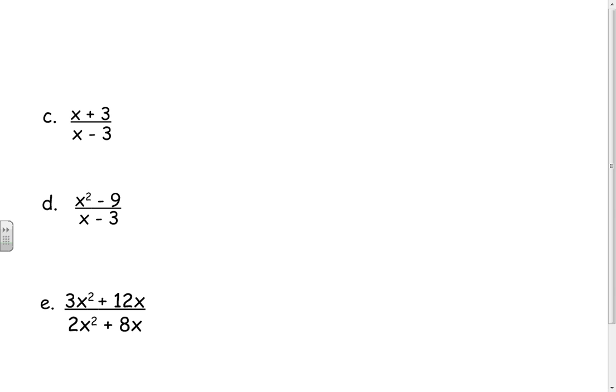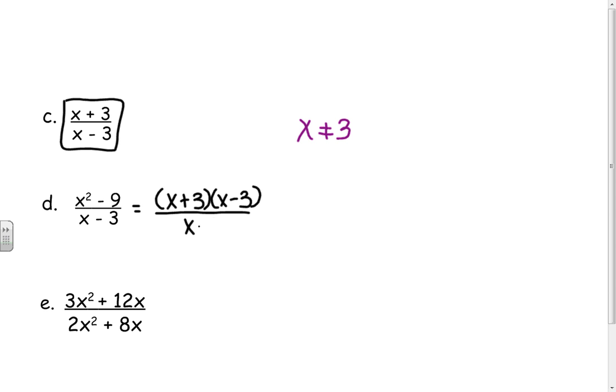All right, letter C. Nothing can be factored, so I'm just going to start right away with restrictions. X can't be 3. Those are my restrictions. And in letter C, that's my final answer. I can't cancel, I can't simplify, I can't do anything else, so it's just x plus 3 over x minus 3. Letter D, I'm going to factor first. X plus 3, x minus 3 on the top, that's the difference of squares, and then x minus 3 on the bottom. Based on that denominator, x can't be 3, that's my restriction. And for canceling, this cancels with that, and all I have left is an x plus 3.